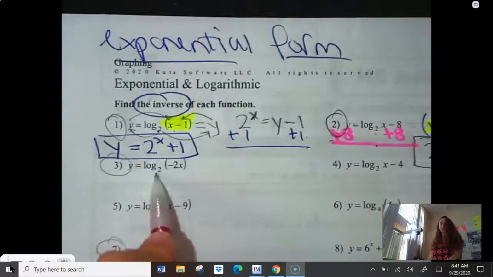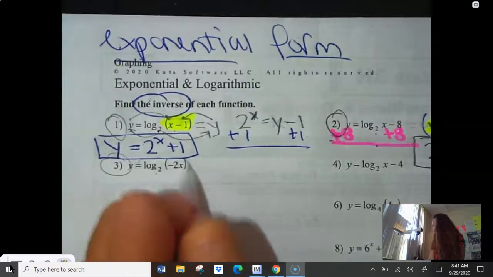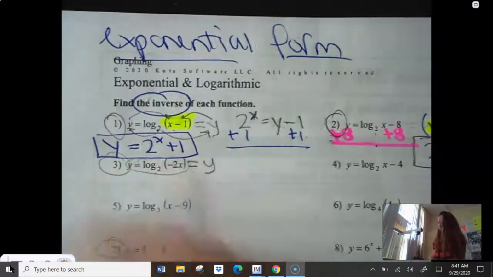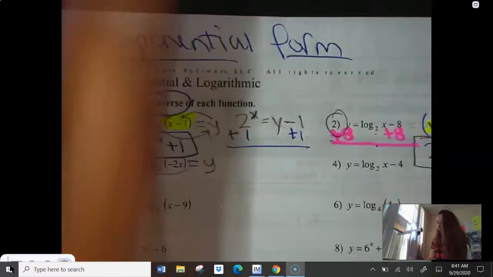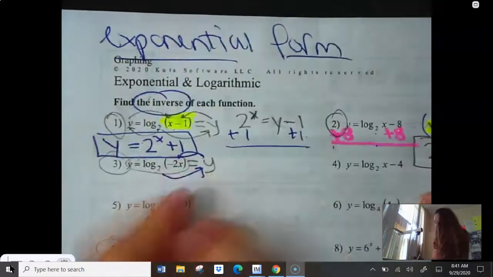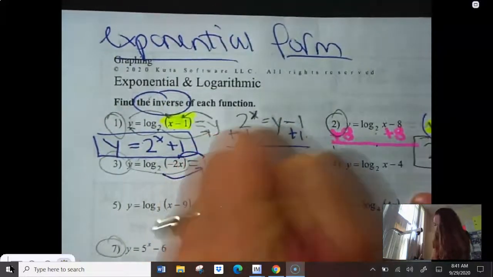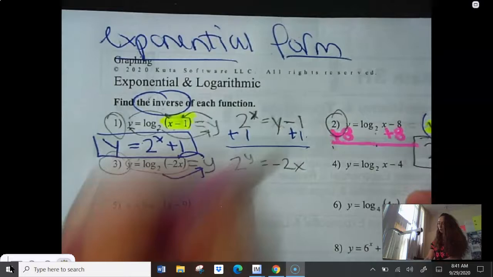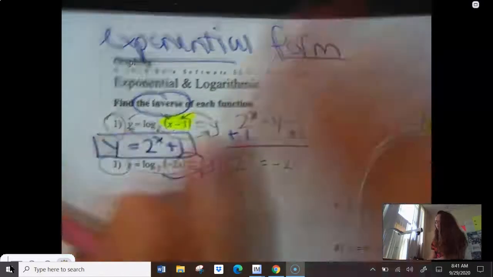Am I ready to put this in exponential form? Yep, it's just one group. Some of us feel safe by going like this. Put it in exponential. So that would be 2 to the y equals negative 2x. Switch the x and the y.